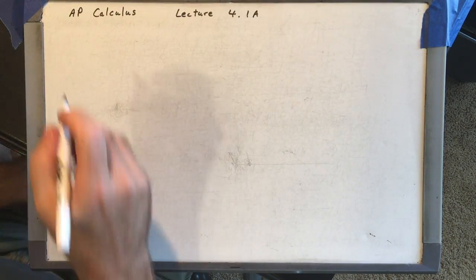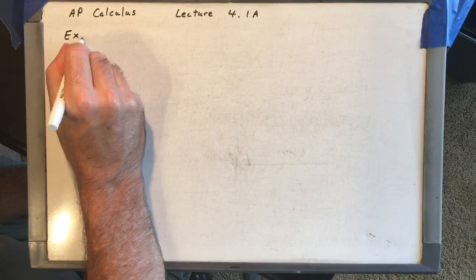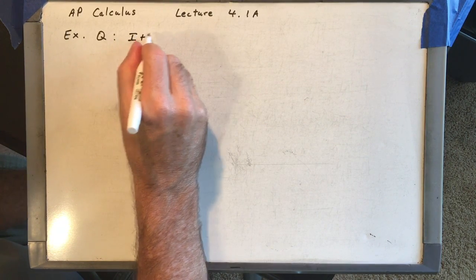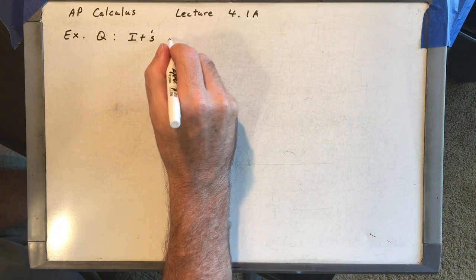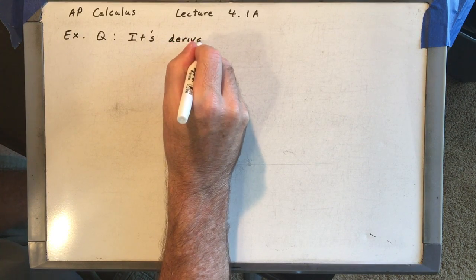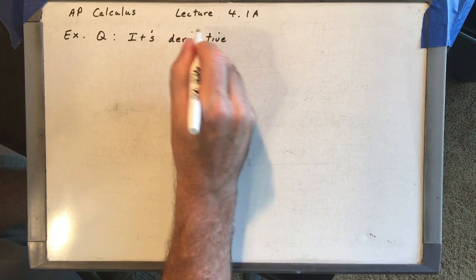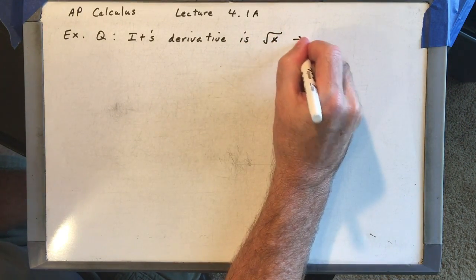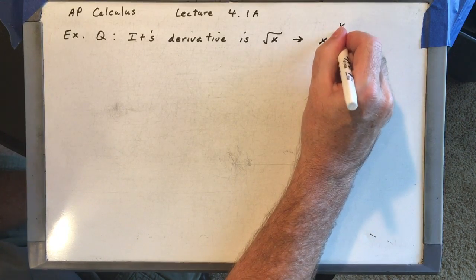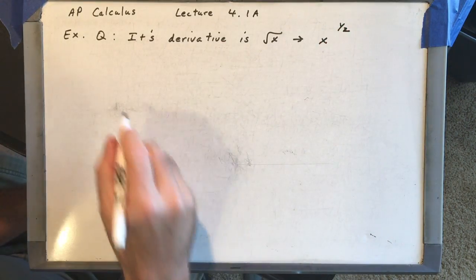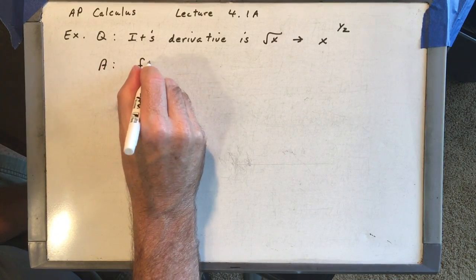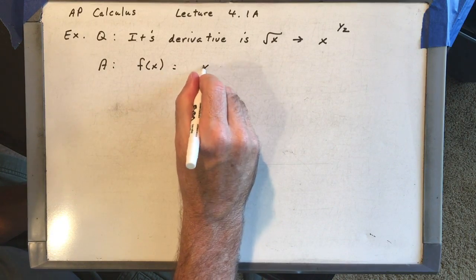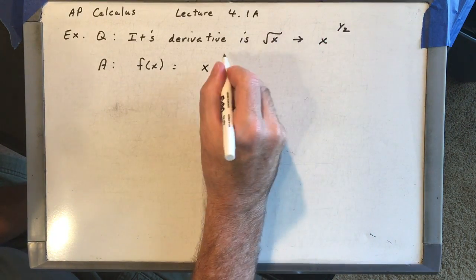All right, we'll do one more of these Jeopardy types. Guess it's really not like Jeopardy, is it? Its derivative is the square root of x. Well, let's rewrite that in fractional form. So that'd be x to the fractional exponent form, x to the 1/2. All right, so our original function, if we take the derivative of it, we'll get x to the 1/2. Well, I need to add 1 to the exponent, so that would be 3/2.